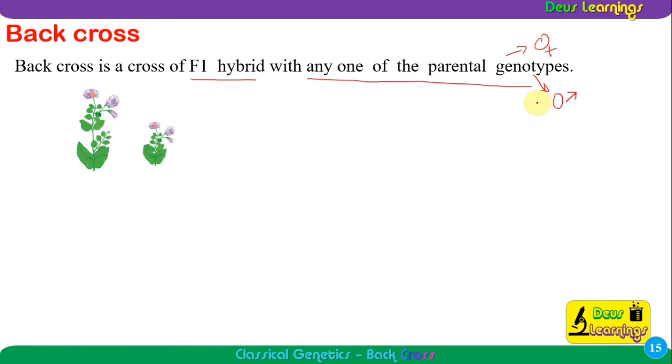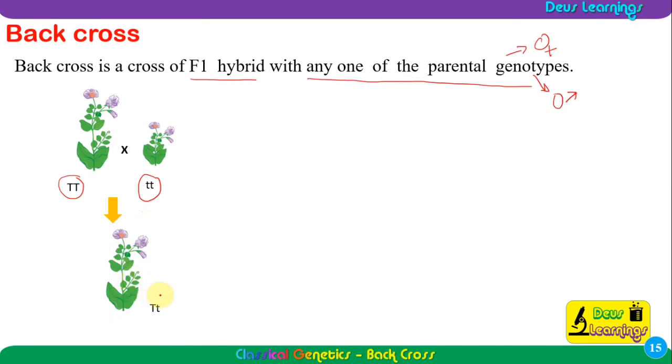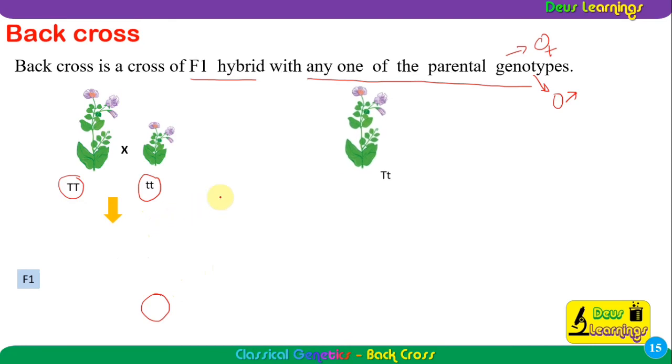Let's see an example. We have two plants and we are crossing them. One is homozygous dominant trait, the other one is homozygous recessive trait, and when you cross them, definitely you are going to get a hybrid heterozygous dominant trait. If you cross this heterozygous dominant trait with a parental genotype, either the tall genotype or a short genotype, that condition we call a back cross.